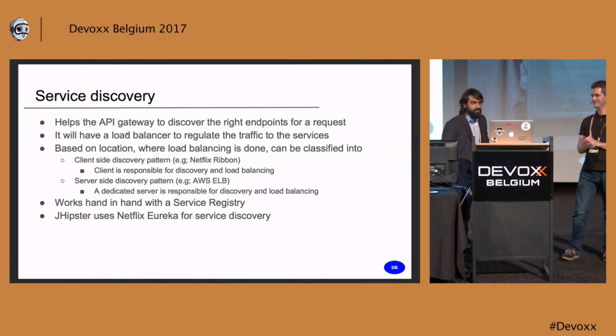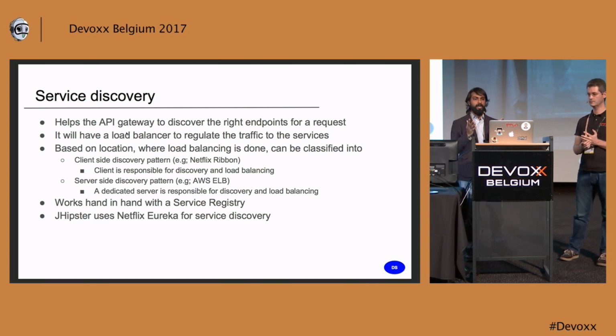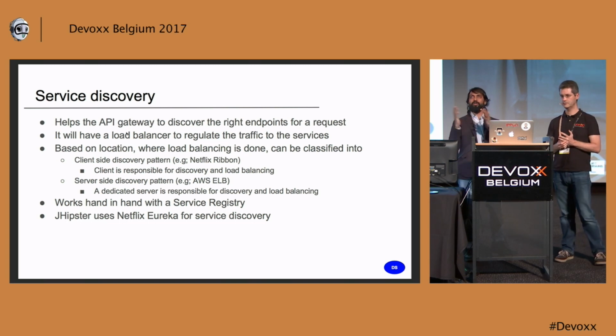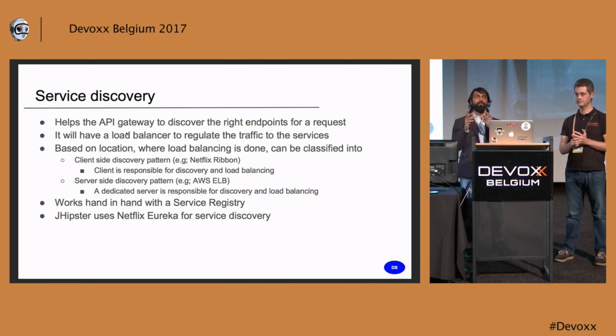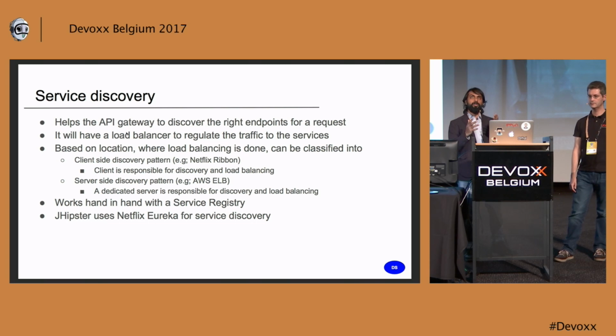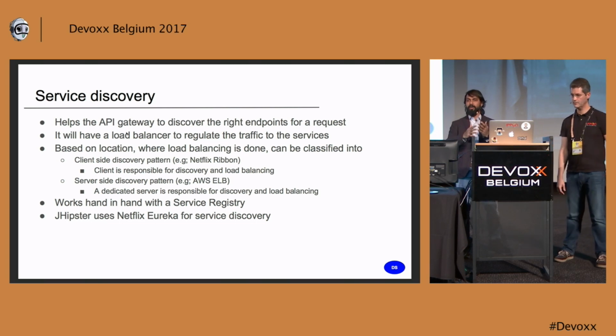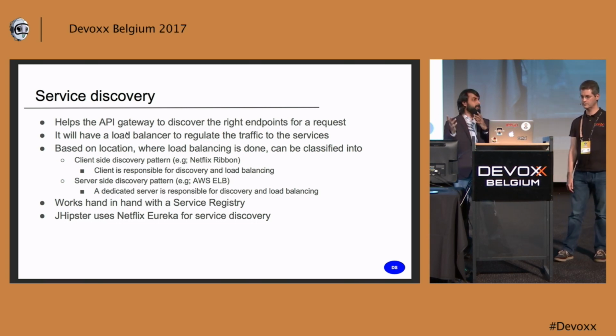Okay, so let's take a look at service discovery. So normally, service discovery helps your gateways to identify services or endpoints. So you don't have to manually keep track of your microservices. So they are discovered automatically. Service discovery normally will also have load balancers to regulate traffic to your services, so that when you have multiple microservices serving the same stuff, and when you make a request, it is load balanced properly. We'll have some demos of that later.